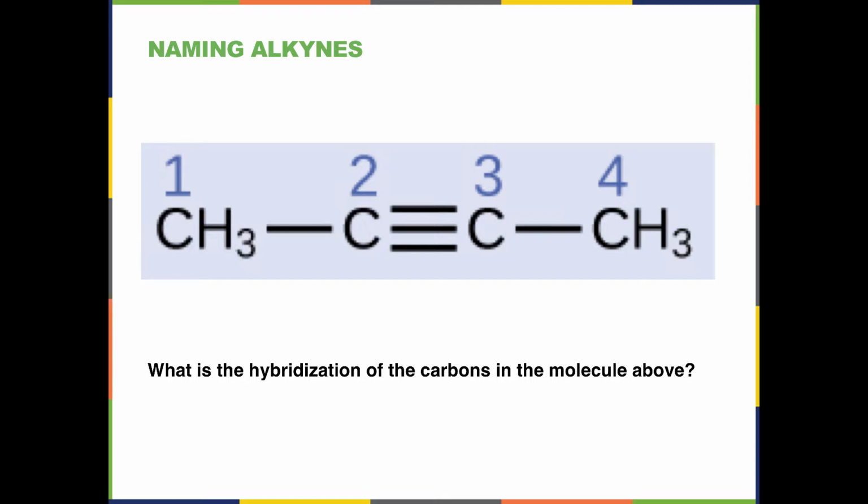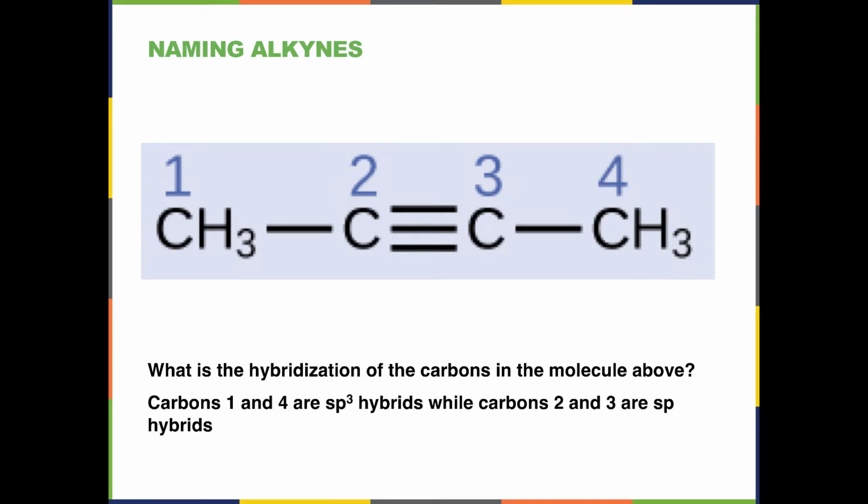But what is the hybridization of the carbon here? If you remember, the hybridization is going to be sp. Carbons 1 and 4 are sp3, but carbons 2 and 3 are sp hybrids.